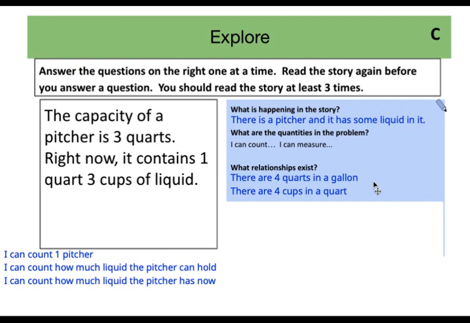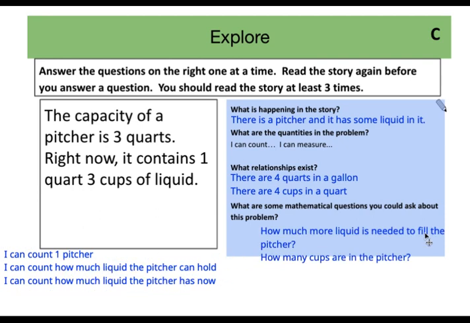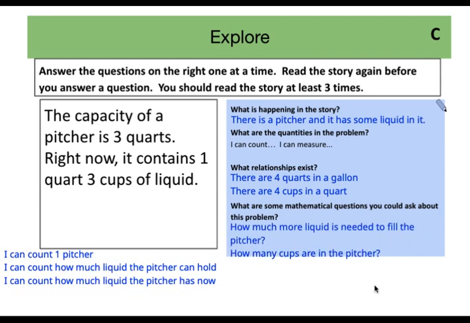All right, let's go ahead and do the final read here. The capacity of a pitcher is 3 quarts. Right now it contains 1 quart, 3 cups of liquid. Let's look at the final question here. What are some mathematical questions you could ask about this problem? Go ahead and come up with some questions. When you're ready, go ahead and unpause. All right, so what were some of those questions? Did you maybe have some similar questions to mine? Maybe the problem will ask us how much more liquid is needed to fill the pitcher. Maybe the question might be how many cups are in the pitcher. All right, let's go ahead and take a look at the next slide.